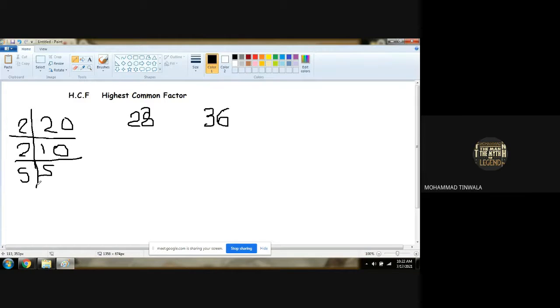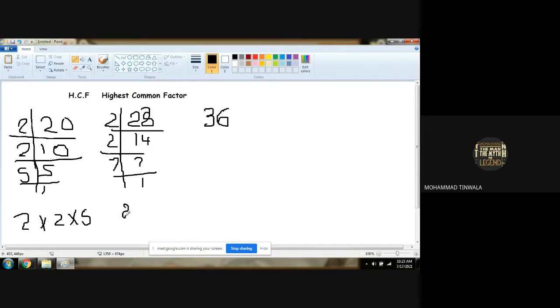5 and 5 ones are 5, right? So 2 into 2 into 5 was for 20. Am I right? I did this on the board. Then 2 14s are 28, 2 7s are 14, and 7 ones are 7. So 2 into 2 into 7 for 28.